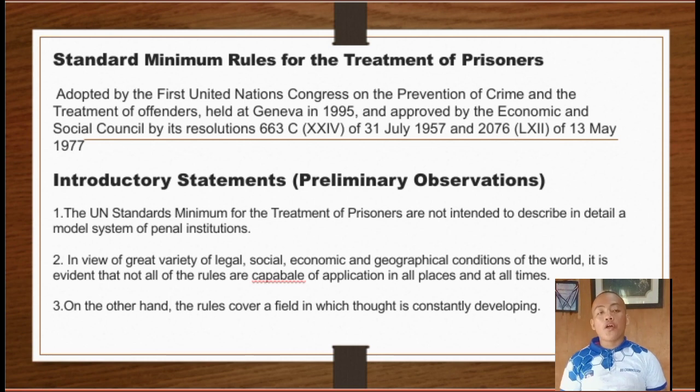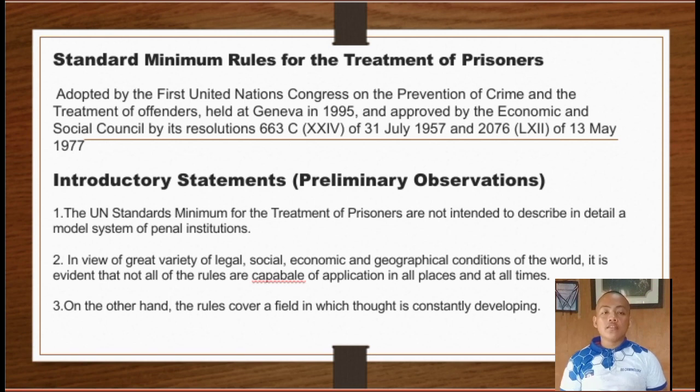Introductory statements, or preliminary observations. First, the UN Standard Minimum Rules for the Treatment of Prisoners are not intended to describe in detail a model system or penal institution. They seek only, on the basis of the general consensus of contemporary thought and the essential elements of the most adequate systems of today, to set out what is generally accepted as being good principle and practice in the treatment of prisoners and the management of institutions.